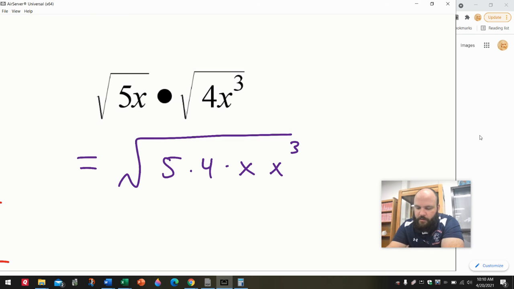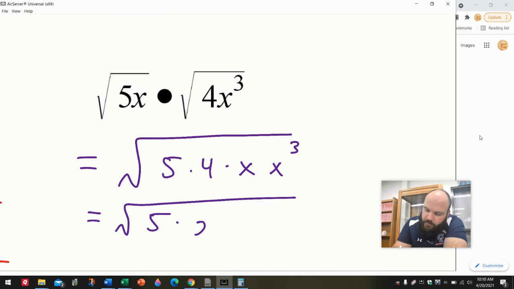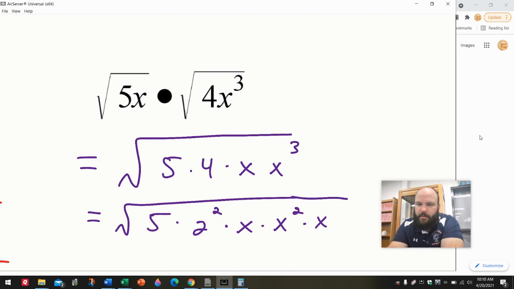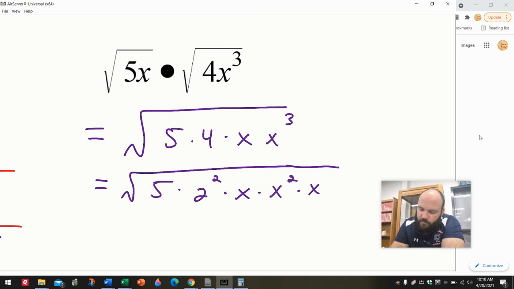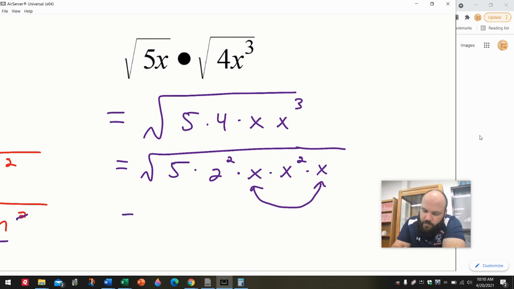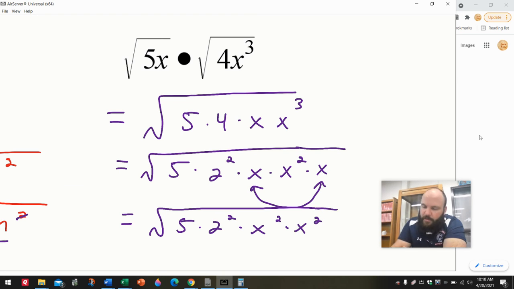Now what we want to do here is rewrite any of these into chunks that are just squared. So you can see the 4 is actually 2 squared. So we'll leave the 5 alone. This becomes 2 squared. This becomes x squared. And then we have another x right here. Now what you have to be careful of sometimes is that you can have two of the same terms, and if you can, those two terms should be combined. So we will combine those, and we'll have 5 times 2 squared times x squared times another x squared.